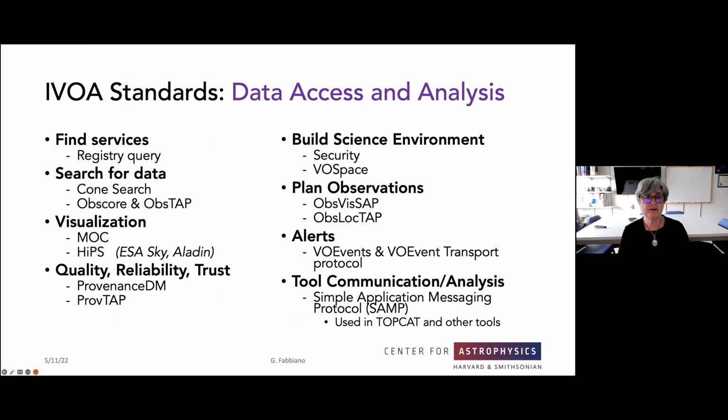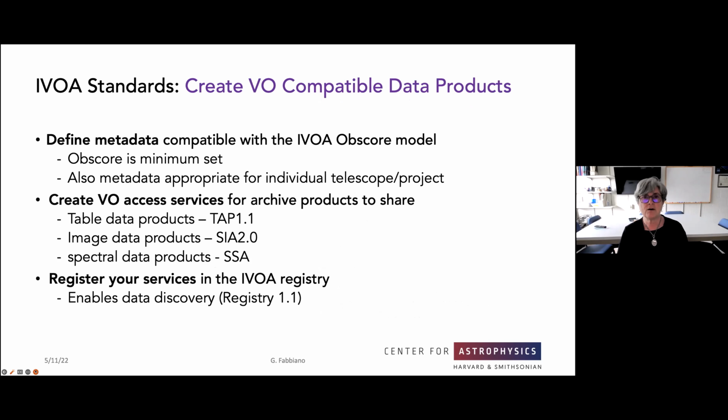What do we do? We create standards, and there are standards for data access and analysis. And here is a list of topics for which we do have standards. I'm not going to go through them in detail. We also have standards so the people at data centers can create data products that are compatible with the Virtual Observatory. For example, definition of metadata, VO access services, and how to register your services in the IVOA registry.